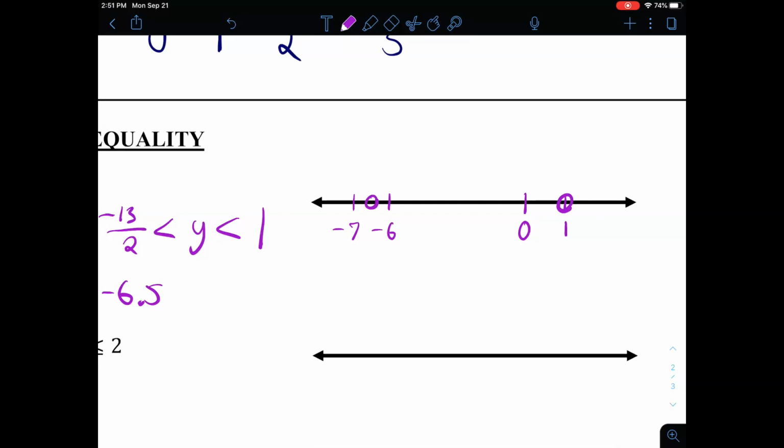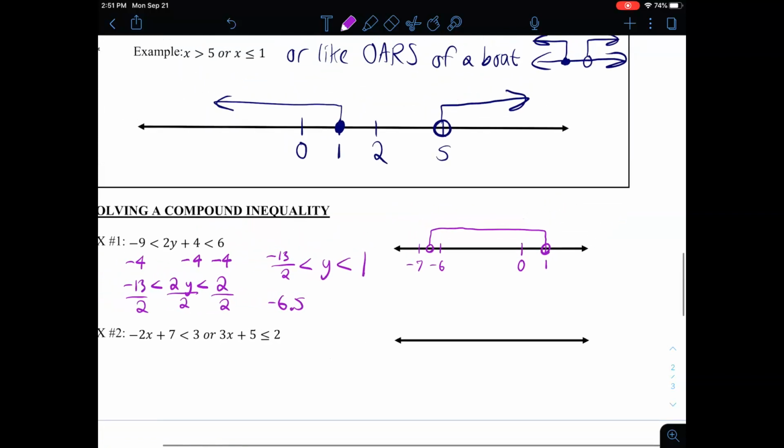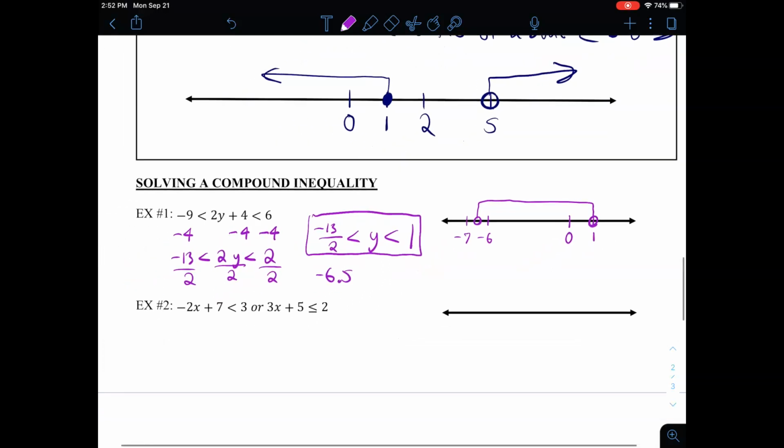And it's a sandwich. The numbers that are greater than negative 6.5 and less than 1 are the numbers that are between these two right here. That's going to be our sandwich. Okay? This is our final answer right here for the solution. Okay? So for the sandwich ones, it's a little tricky.